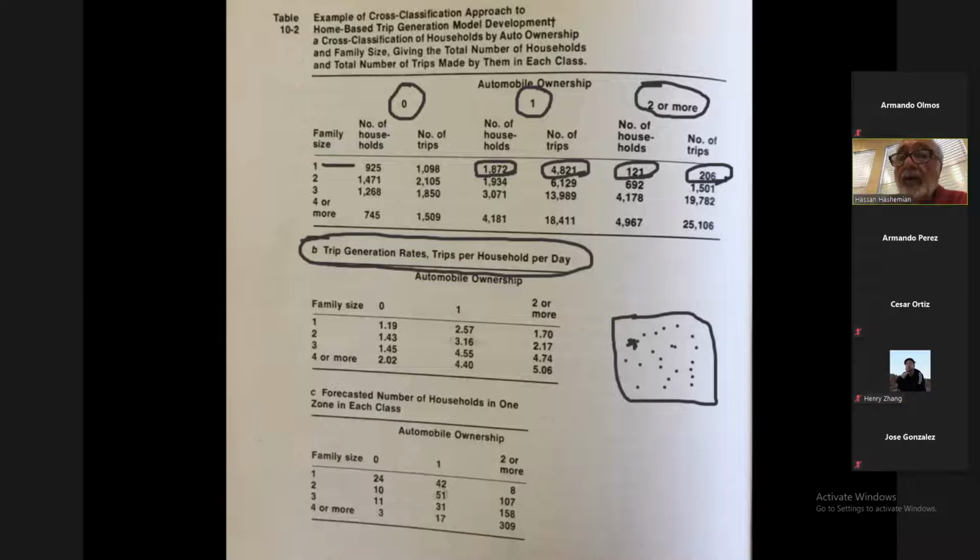So again, we have auto ownership, which is 0, 1, 2 or more. We have a family size. For instance, a person that's single in the house and have no car, on the average, they make 1.19 trips. Where do we get this number? Where do you get 1.19 trips per household per day?